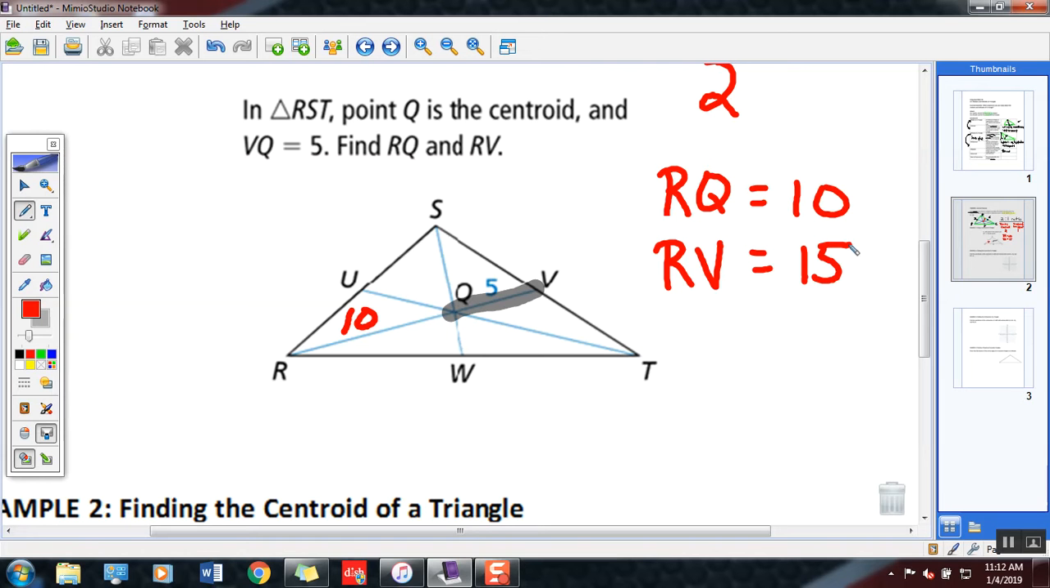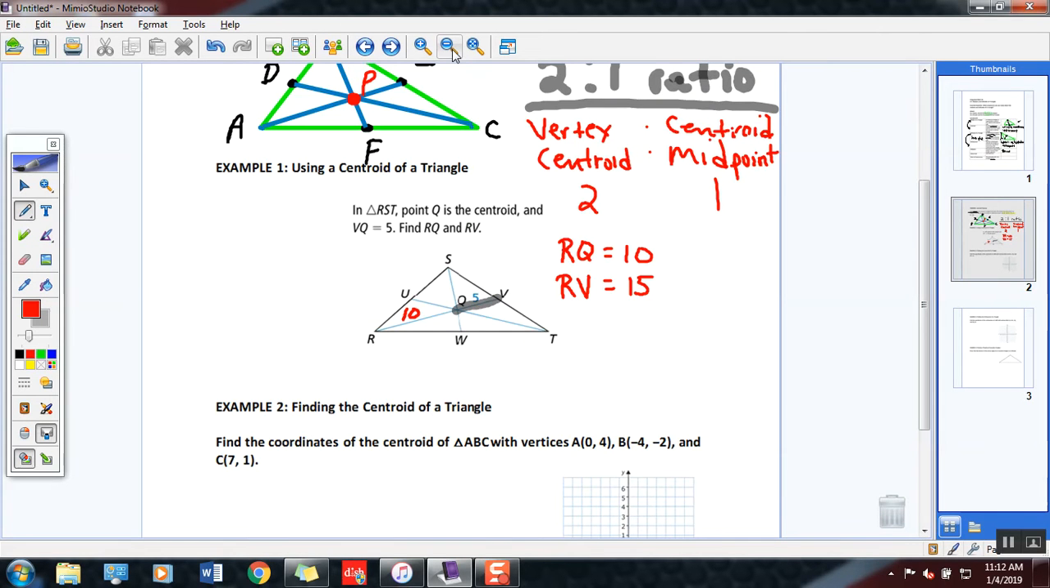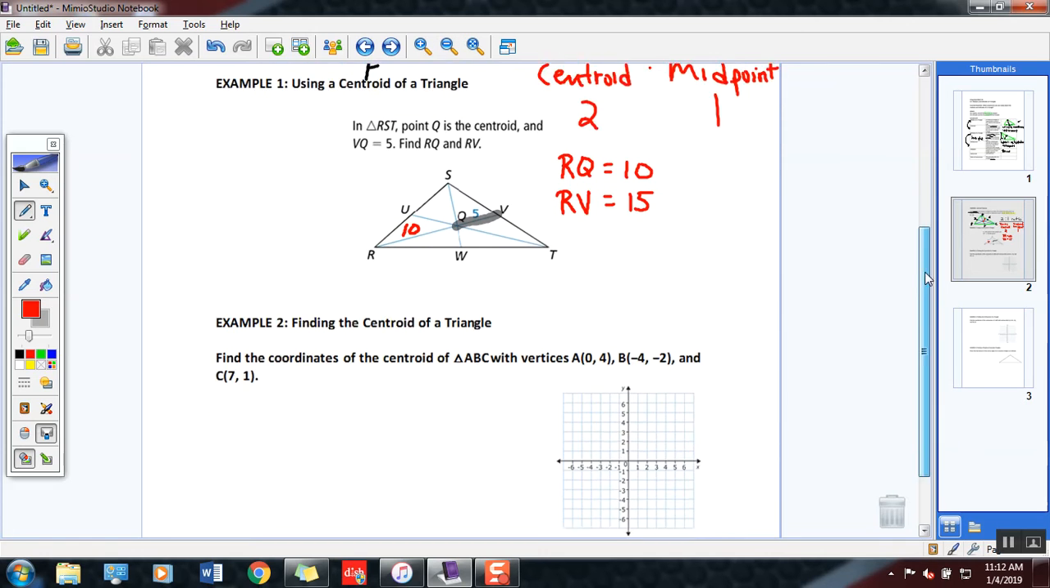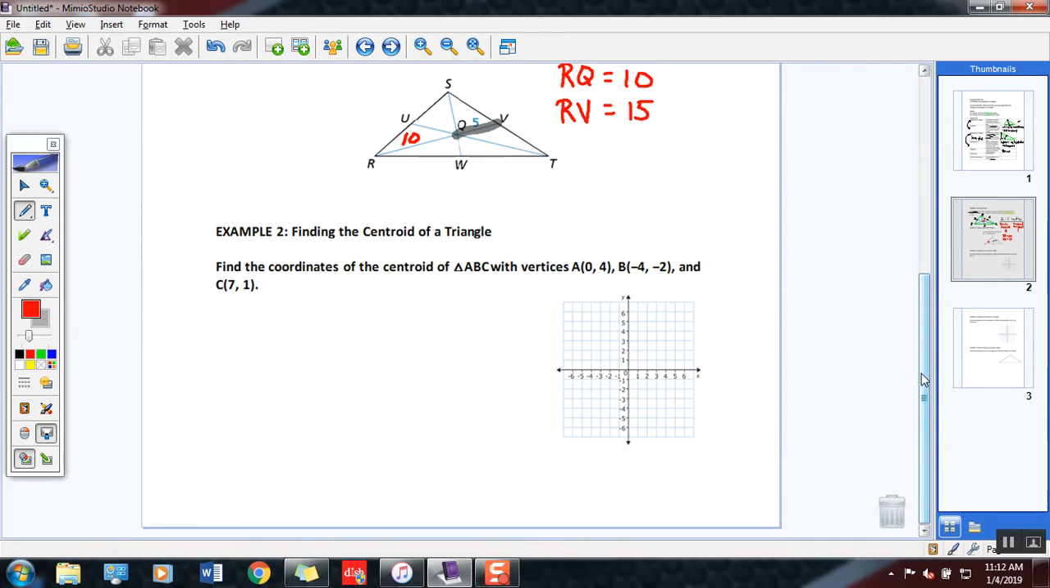Let's try something else. Let's find the centroid of a triangle, kids. Ooh, this could be kind of tough, kids. We have to be exact, and this is why you have rulers right here, kids. So let's do this. Okay? I'm going to blow this up. Ready? Boom!